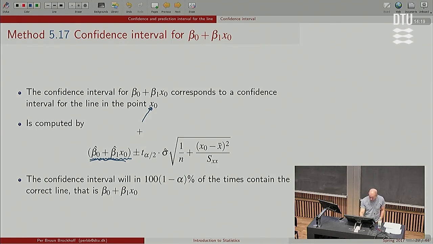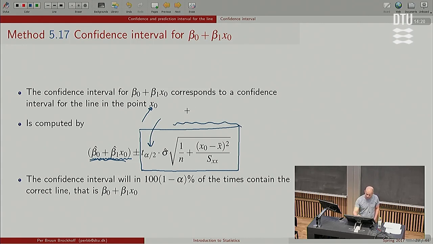Your uncertainty comes like this. Or rather, here is the t quantile, and here is the uncertainty of that. Please note that it's a combination of something with n and something coming from x. It is more difficult to estimate something which is in the extreme of our data. The further away from the center we go, the more uncertain it becomes.